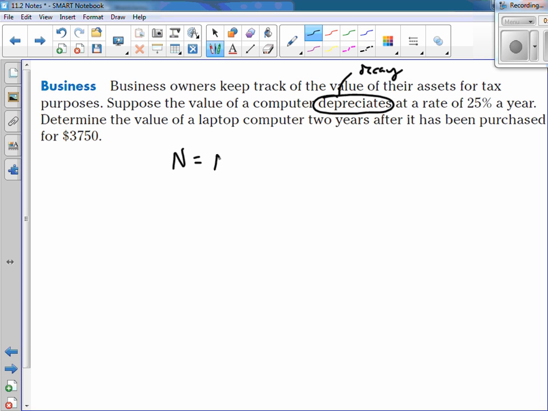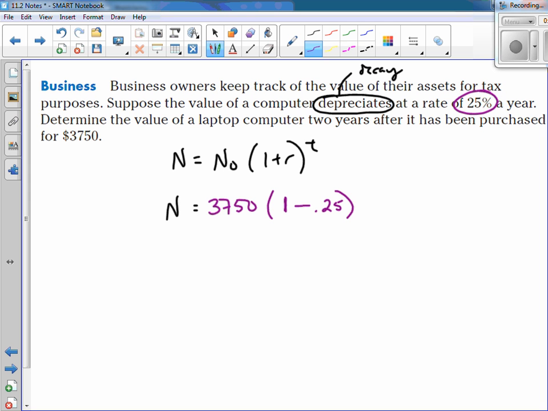So here's our equation. We're looking for the final value of the laptop. So the initial value of the laptop is $3,750. Our rate of depreciation is 25% a year, and it's decay, it's negative 0.25. And we're talking about 2 years after it's been purchased, so the time is 2.